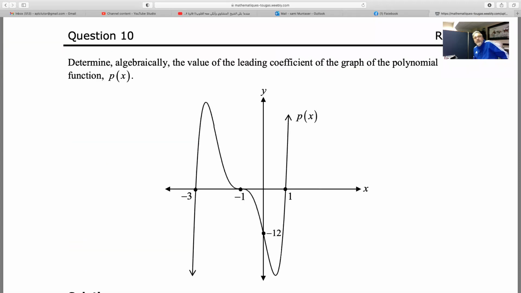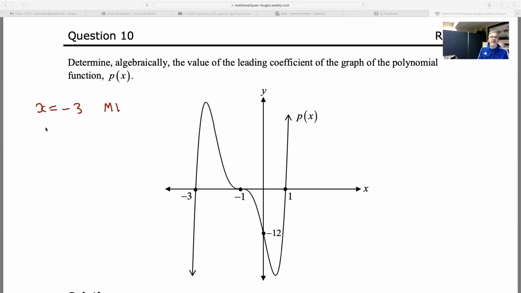Here's another question, a topic that I haven't covered yet in my lecture series with Pre-Calc 12. I will get there eventually. Now, this is determine algebraically the value of the leading coefficient of the graph of the polynomial function p of x. So the first thing you want to do here, you definitely want to write your zeros. The first zero you have there is x equals negative 3, multiplicity of 1. x equals negative 1, it's a multiplicity of 3. M stands for multiplicity. And then you have x equals 1, and that's multiplicity of 1.